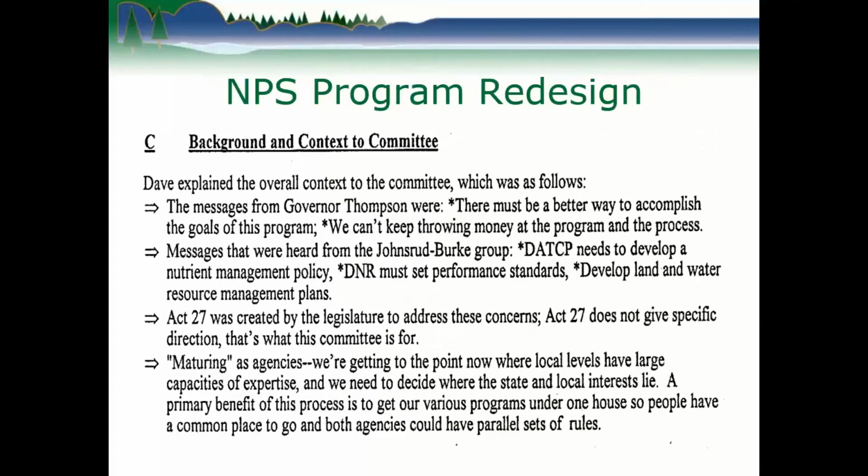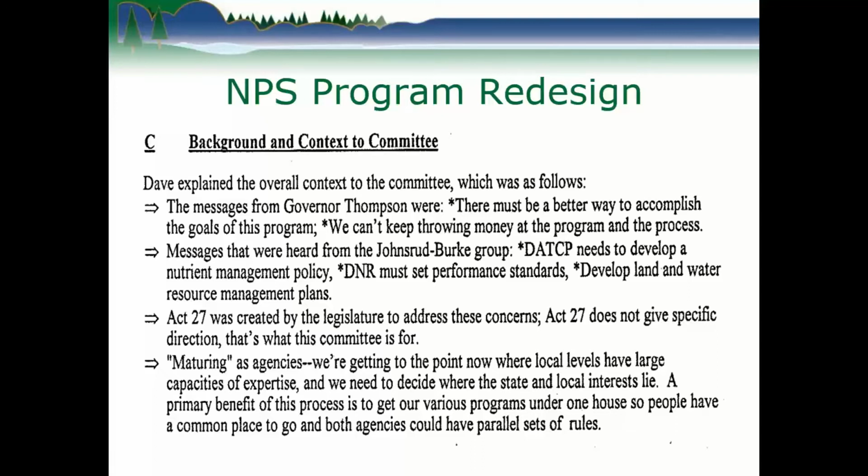So into the 1990s, some of the context around the Priority Watershed Program, and this text here is actually copied directly from documents in the file that were saved when the Department of Natural Resources and Department of Ag went through the Nonpoint Source Program redesign in the late 1990s. Back then, some of the messages we heard from Governor Thompson were, there must be a better way to accomplish the goals of this program. We can't keep throwing money at the program in the process. And this was referring to the initial state nonpoint source pollution abatement program, called the Priority Watershed Program. These are the terms that they were using.